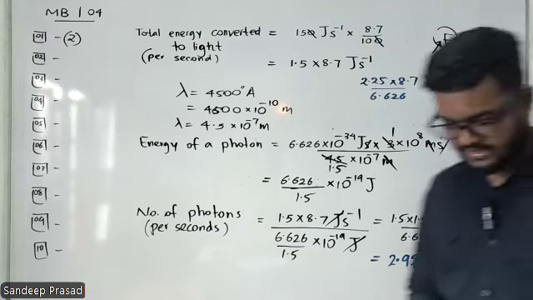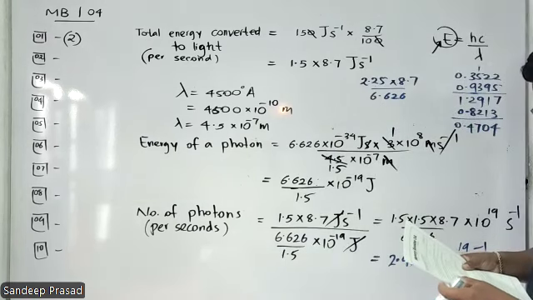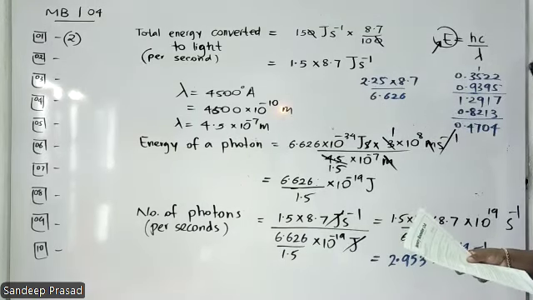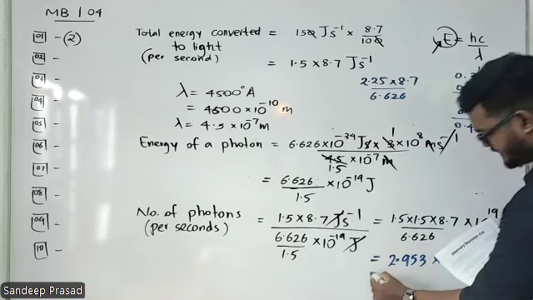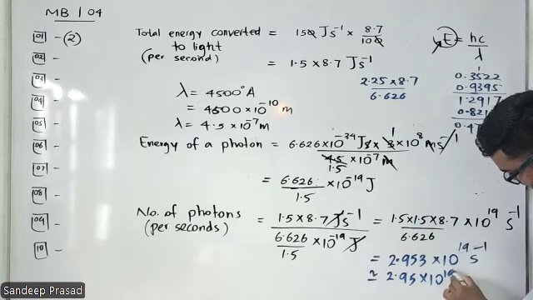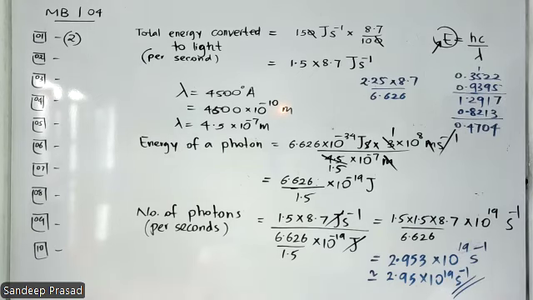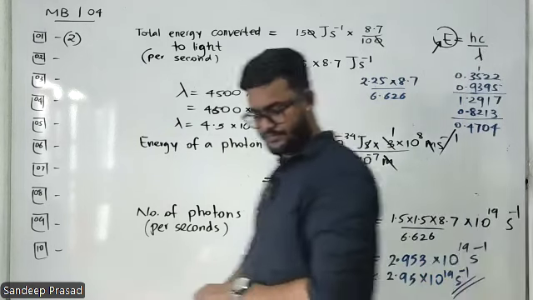So what are the answers they have given? 2.80, 2.95, 1.98, 2.98, 2.8. The approximate answer is 2.95 × 10 to the power 19 per second. So these are the number of photons per second. So that's a good calculation, right?